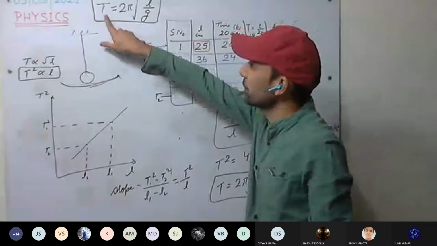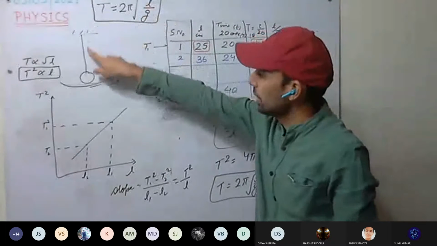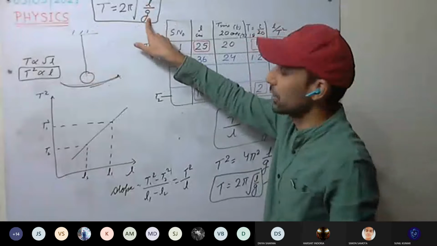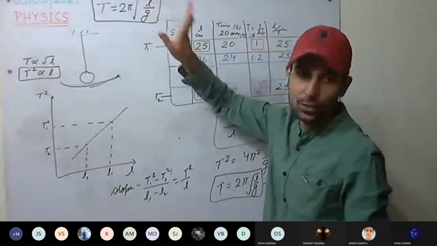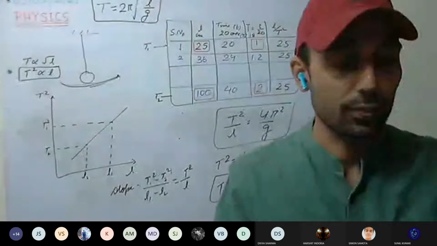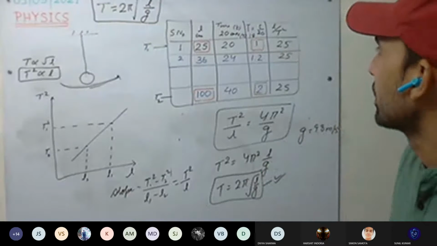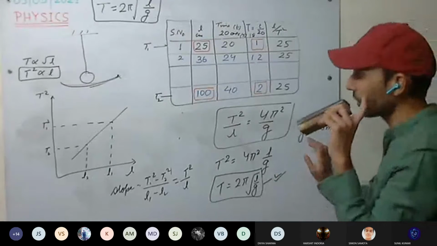So the time period of a simple pendulum depends on the length of the string and acceleration due to gravity. Understood? It depends on length of the string and acceleration due to gravity. No other factor it depends on. Clear? Any doubt you have, you can ask.